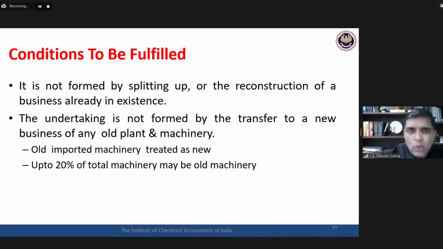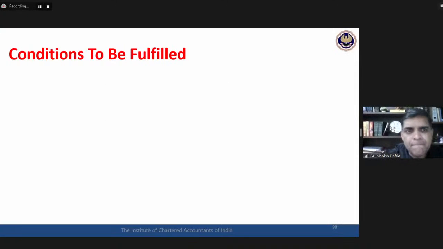Okay, so no old plant and machinery is to be used. And the business should be a new one, should not have been formed by revival, splitting up, or reconstruction of an already existing business. Okay. Next condition.